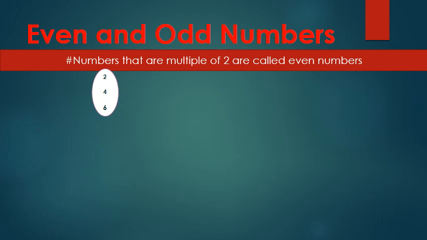Now, let's learn another concept of even and odd numbers, which is also related to the concept of multiples. Numbers that are multiples of 2 are called even numbers. 2 multiplied by 1 is equal to 2. 2 multiplied by 2 is equal to 4. 2 multiplied by 3 is equal to 6. So, 2, 4, 6 are the even numbers. And we can say they are the multiples of 2, right?